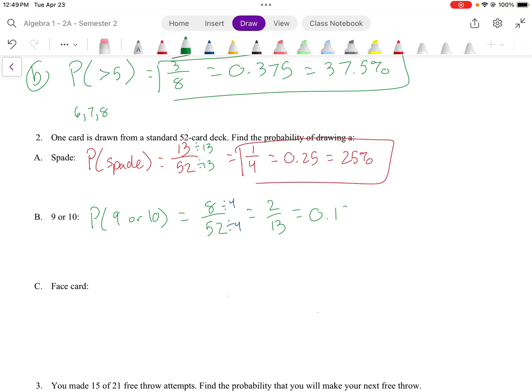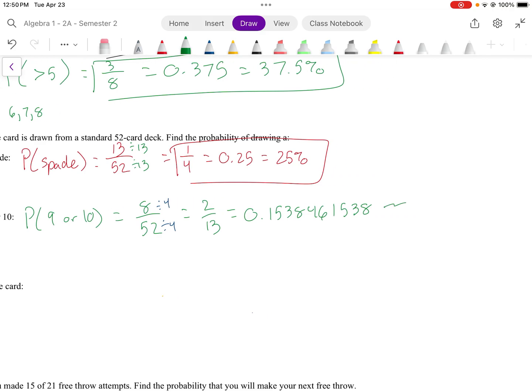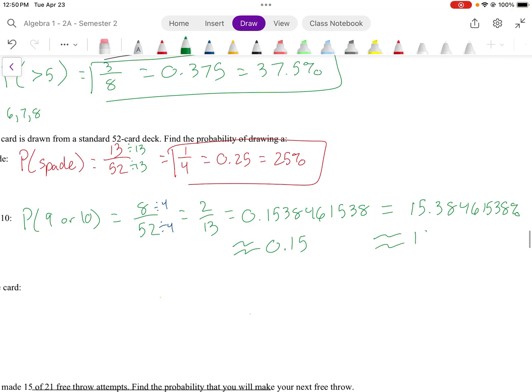2 out of 13 as a decimal is 0.15384615338, which as a percentage is 15.38461538%. If we're getting answers like this, the directions will typically tell us to round to a particular place. I'm going to say to the nearest 100th. Because I'm rounding, I'm changing my equal sign to an approximately equal to. That's just the squiggled equal sign. So it looks something like that.